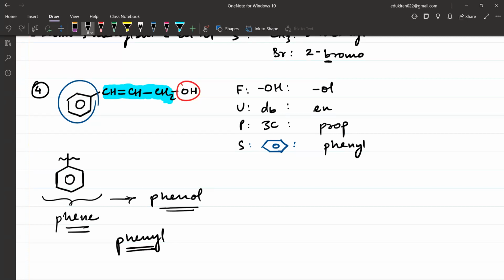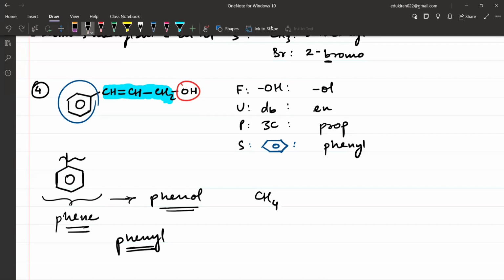Got it? Yeah, so then where is that O, sir? What O? Oxygen. You remove the hydrogen. This is phene, right? Now all of the carbon atoms have hydrogens, right? So let us suppose we remove one hydrogen from here. That means we have removed one hydrogen.